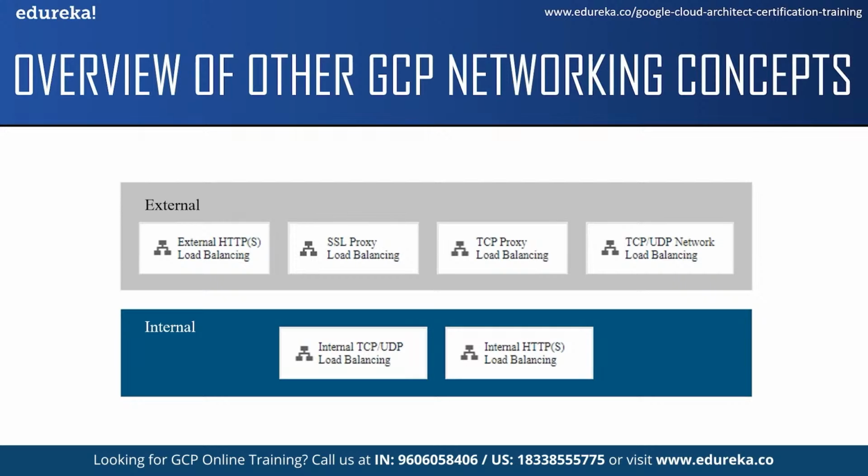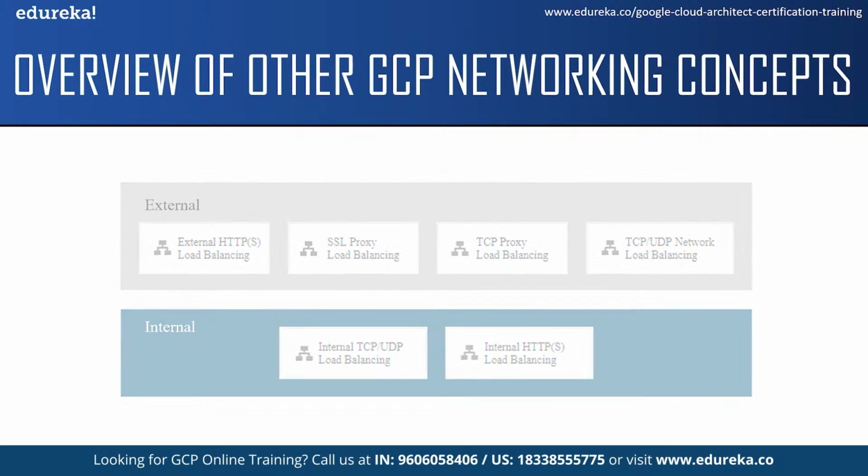The next factor is external and internal load balancing. Now, an external load balancer distributes traffic coming from the internet to your Google Cloud VPC network. An internal load balancer distributes traffic to instances within the GCP network. And the last factor you need to keep in mind is the type of traffic that you need a load balancer to handle, such as HTTPS, TCP, or UDP traffic. Now, this was a brief information about Google Cloud load balancing. Let us move on to the next topic and understand what is Cloud DNS service.